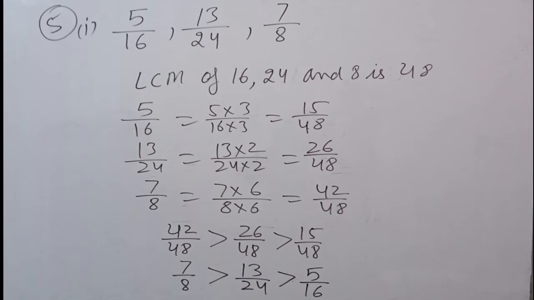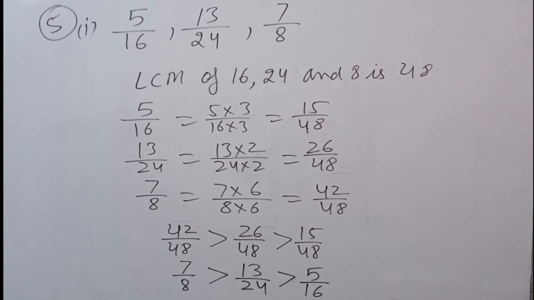So now we got the like fractions, that is 15 upon 48, 26 upon 48 and 42 upon 48. As we can see, 42 is the greatest numerator, so that is the greatest fraction, and 15 is the smallest numerator, that is the smallest fraction. So in descending order of magnitude we write 42 upon 48, 26 upon 48 and 15 upon 48.